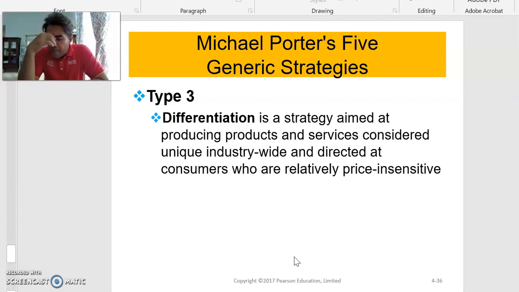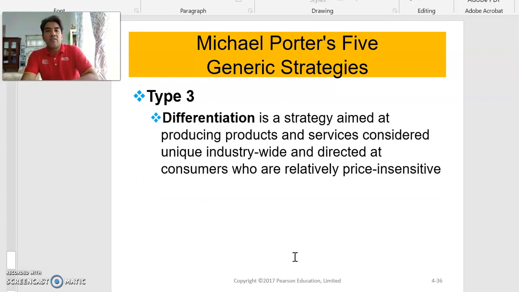McDonald's, iPhone, and then electrical items sometimes, those are the types of differentiation. When we talk about vacuum, different brands of vacuum, now they have Dyson and whatnot, it could be classified under differentiation strategy.